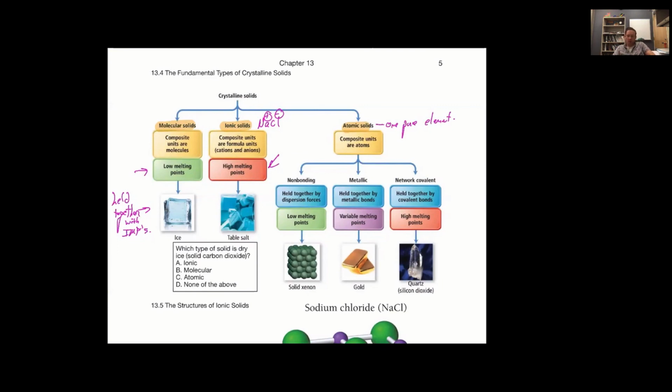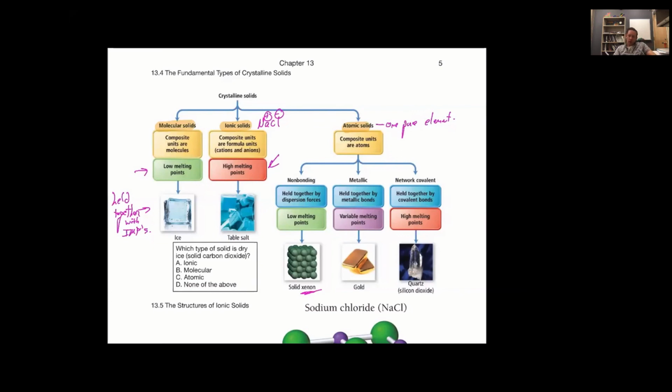You've got non-bonding atomic solids. They always show noble gases here because they're not stuck together at all. They're just held together by those dispersion forces. They have really low melting points too, really low, like 40 Kelvin, stuff like that.